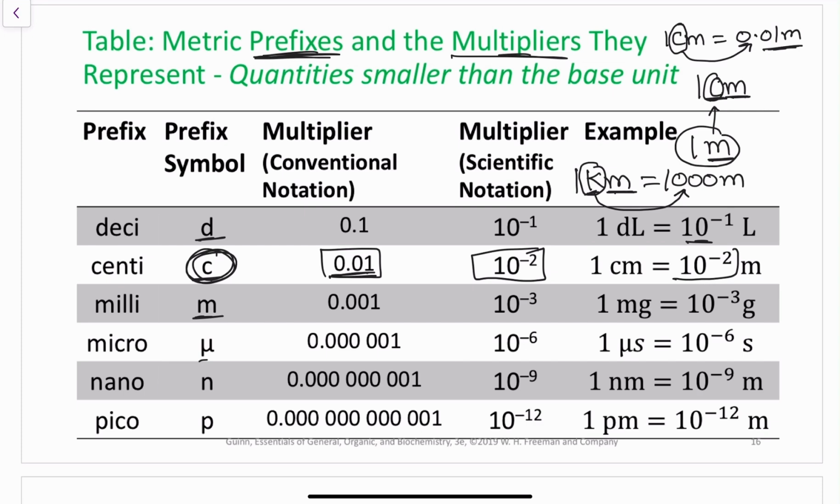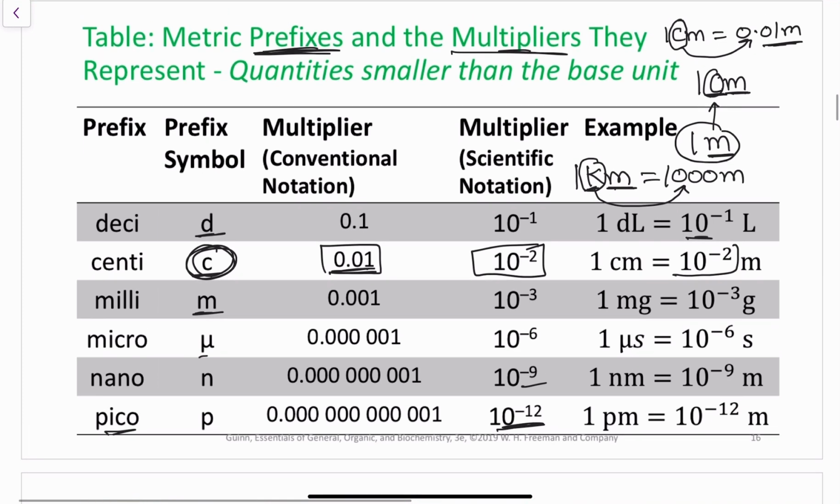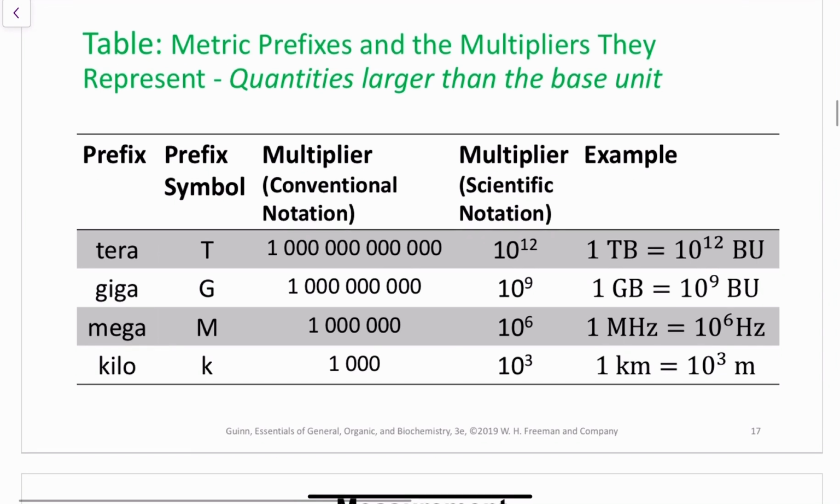So make sure you understand this thing: deci, centi, milli, micro, nano, pico, and then their number, 10 to the power negative 12, negative 9. So basically this table tells you the quantity that's smaller than the base unit, because everything is in negative. 10 to the power negative 1, negative 2, right? Then we have another table.